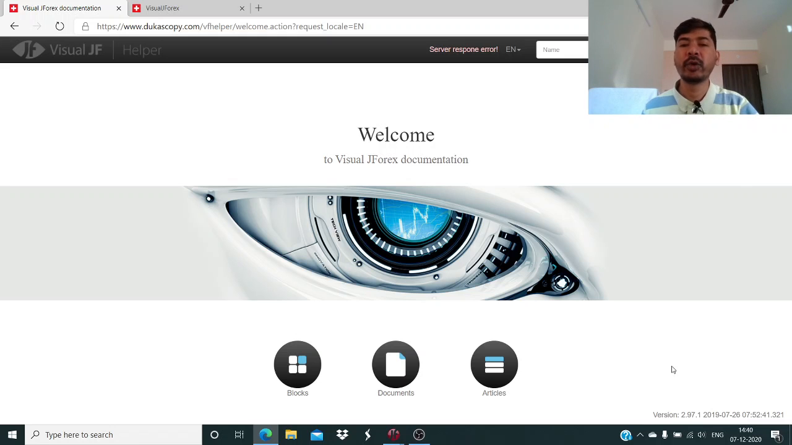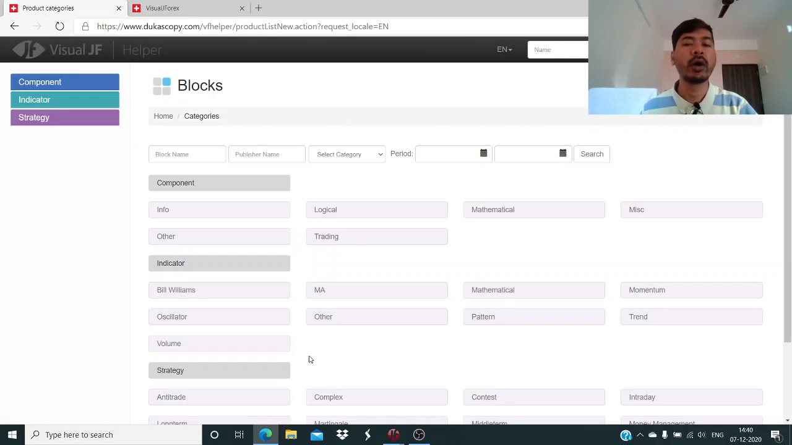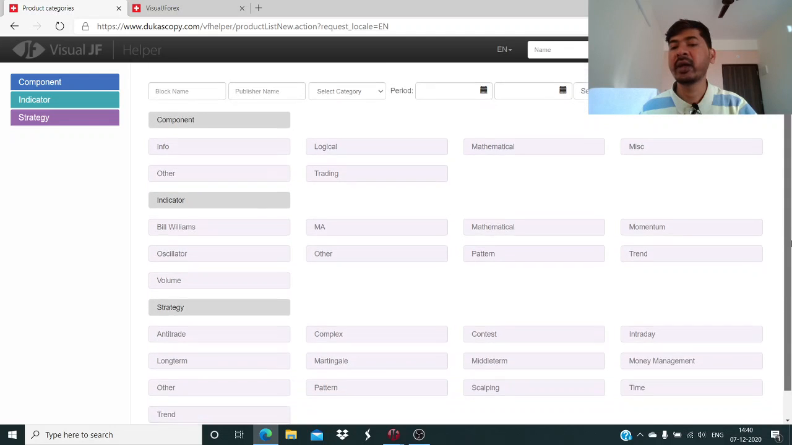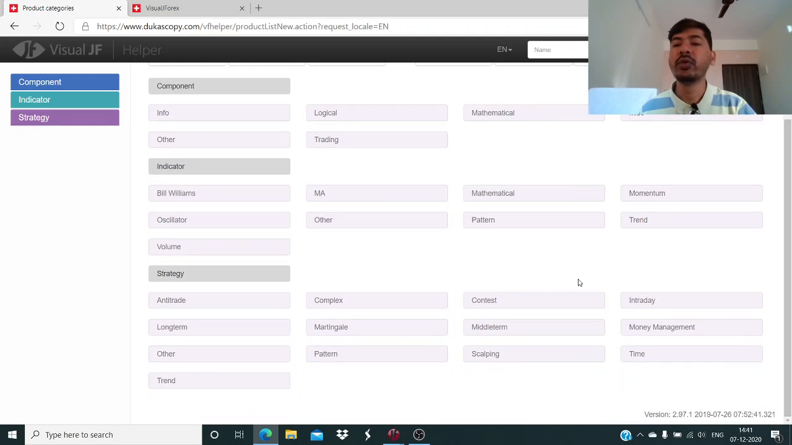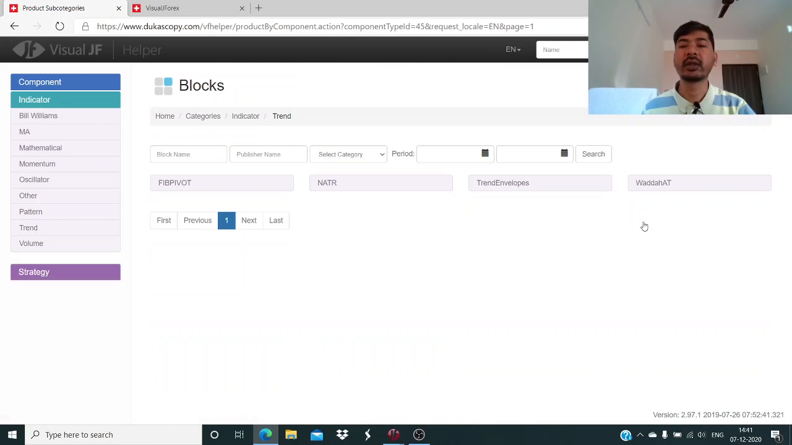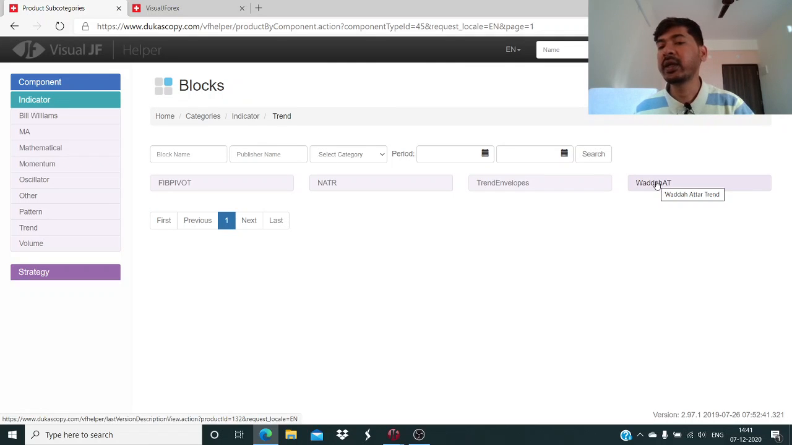development of the algorithm using the Visual JForex platform. In today's session, I will be explaining to you the use of indicator block named Waddah Attar trend. This is a trend finding indicator which can be utilized to trade with the trend. I will explain to you how this indicator works and how we can implement the strategies developed using this indicator with the help of the Visual JForex platform.